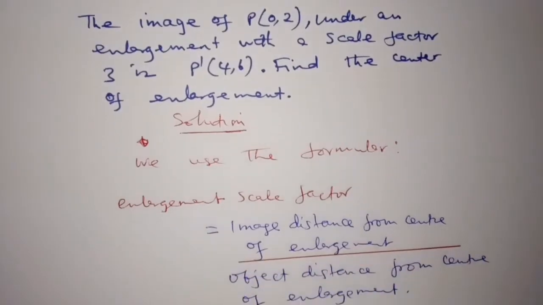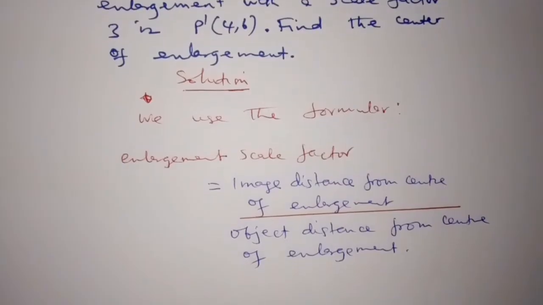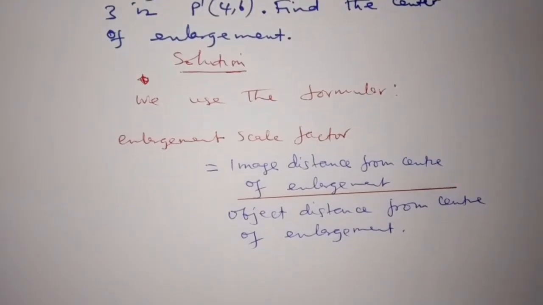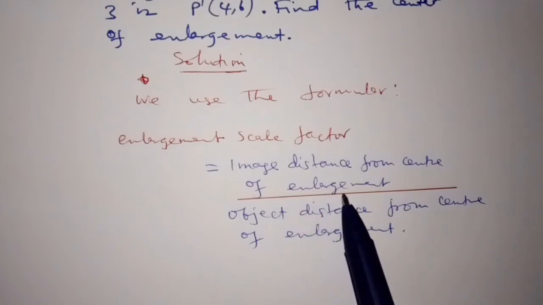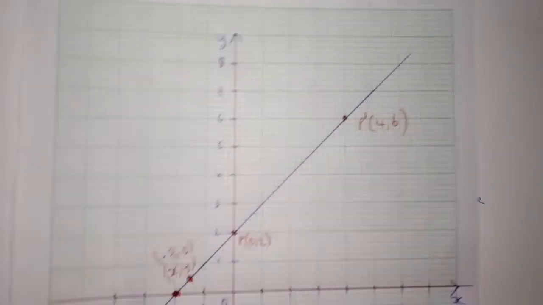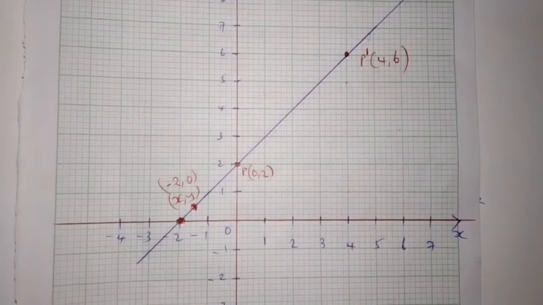So we are going to use a formula, the formula for enlargement scale factor. Enlargement scale factor is given by image distance from center of enlargement over object distance from center of enlargement. And we are going to draw a sketch like this one here.